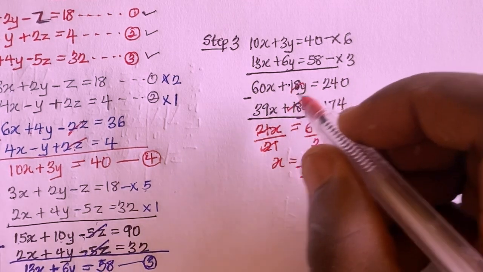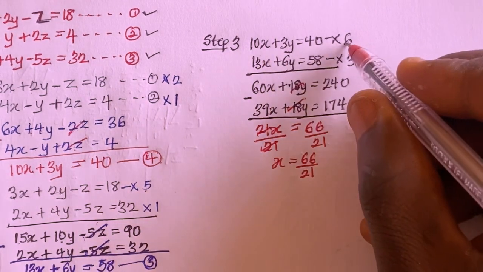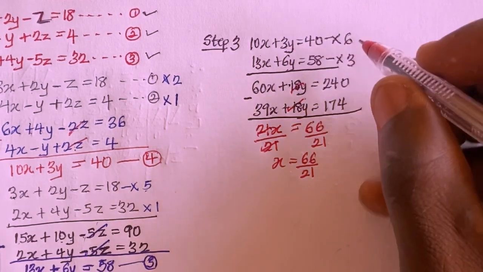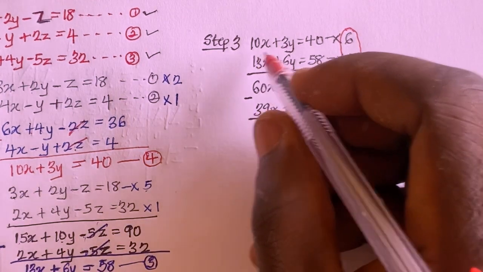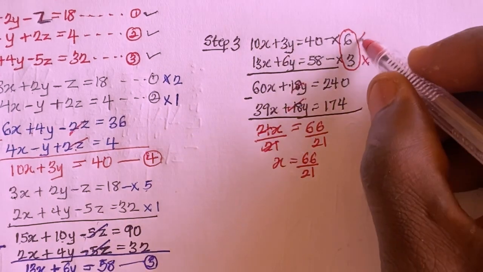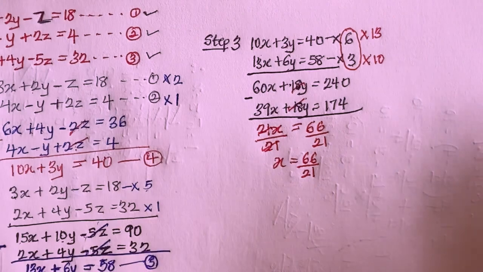So now eliminating x, this is just how I'm going to take it. Since I multiplied this by 6 and also multiplied this by 3, which are the coefficients of y on this side, let me just hold them for now, right? So now I'm going to multiply this side by 10, which is the coefficient of x here, and multiply this by 13, which is the coefficient of x here, so that I can have balanced coefficients on both sides.